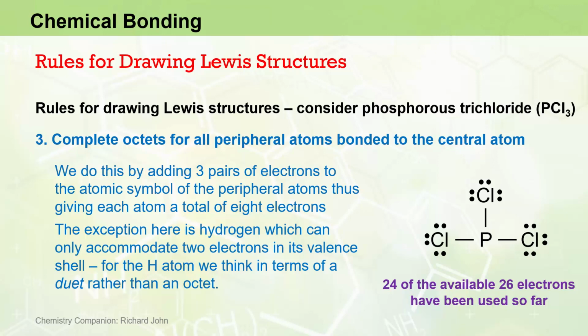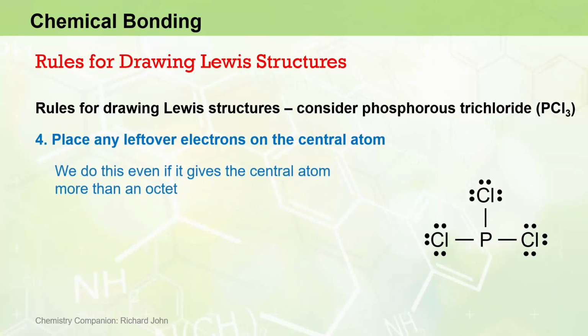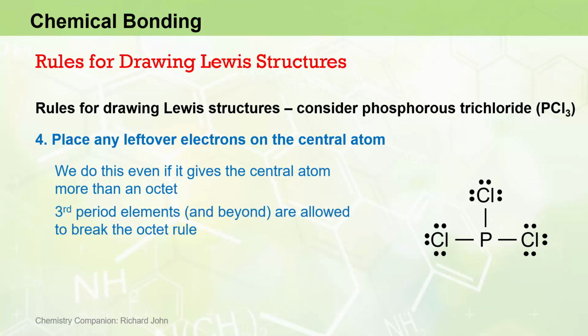In step 4, we place any leftover electrons on the central atom, and we do this even if it gives the central atom more than an octet, because as you may recall, 3rd period elements and beyond are allowed to break the octet rule. So we place our 2 leftover electrons on the central phosphorus atom like so.